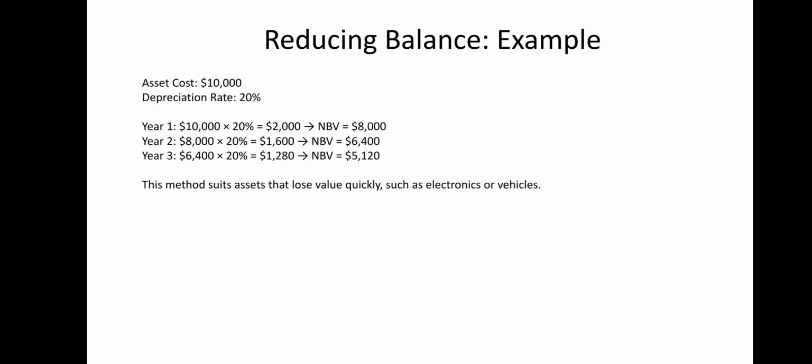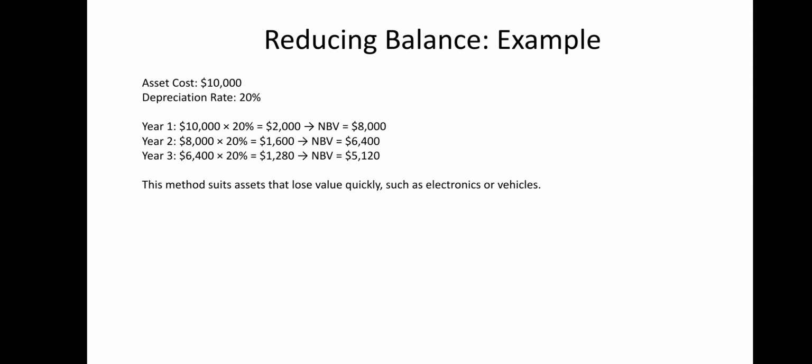In year 2, we take this NBV, we multiply it with the depreciation rate, and we find the second year depreciation, which is $8,000 times 20%, which is $1,600. We deduct $8,000 minus $1,600 and we get $6,400.